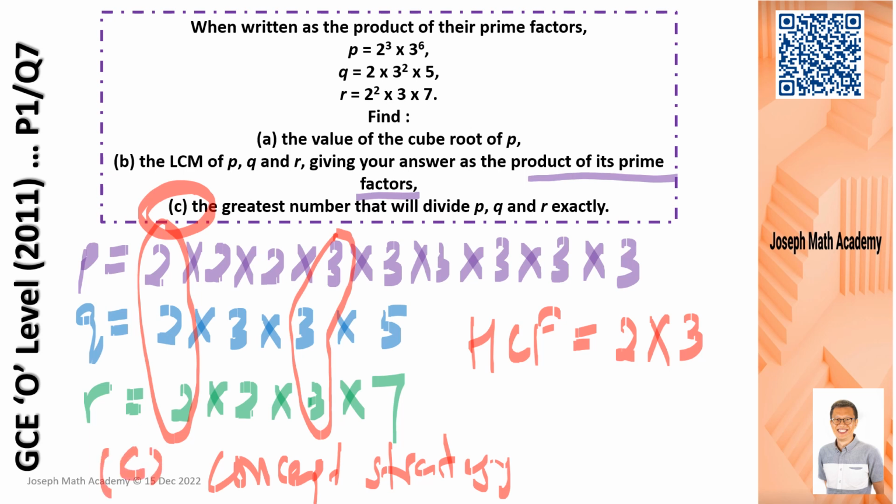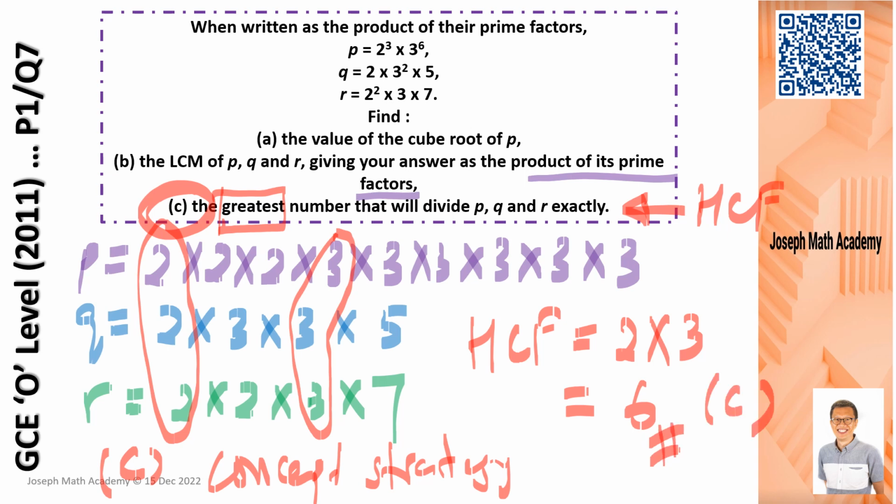Strategy: HCF means we must have the minimum common. So the HCF of P, Q, R. This question C is asking for HCF because HCF is a factor that can divide all three exactly without a remainder, and we want it to be the greatest of all. So greatest means highest, so highest common factor. Okay, so the highest common factor is 6. My sincerest apology, this is part C.